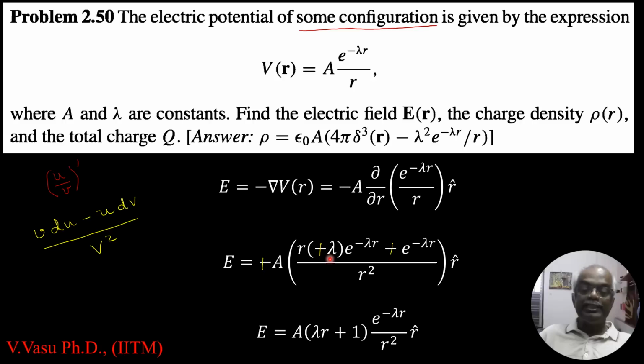Now you can take the exponential term over r squared as a common factor, that is e^(-λr)/r², with r-hat of course. Here the first term is λr, the other thing we have taken out as common. Then here you have only 1. So this can be rewritten as A(λr + 1) e^(-λr)/r² r-hat. Then we will move further.